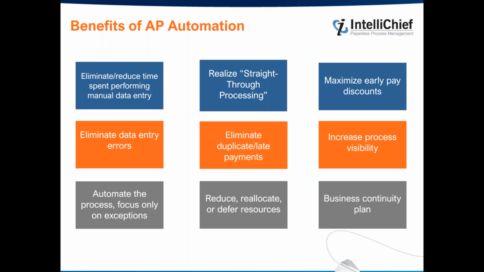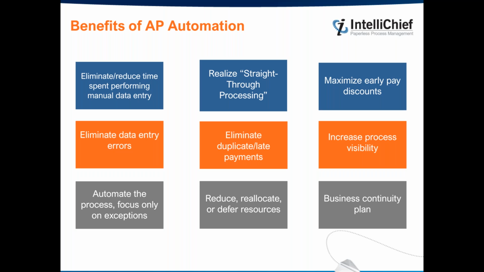A lot of people want to maximize early pay discounts and eliminate duplicate payments. Once someone has that, they recognize it as an issue, and it's typically a secondary requirement. Reduce or reallocate resources in the organization, i.e., reduce the back office staff size, automate the process so that the people who are in AP only have to focus on exceptions instead of the day-to-day monotonous work. And a big one is increasing the process visibility, the ability to tell what's happening in my organization.